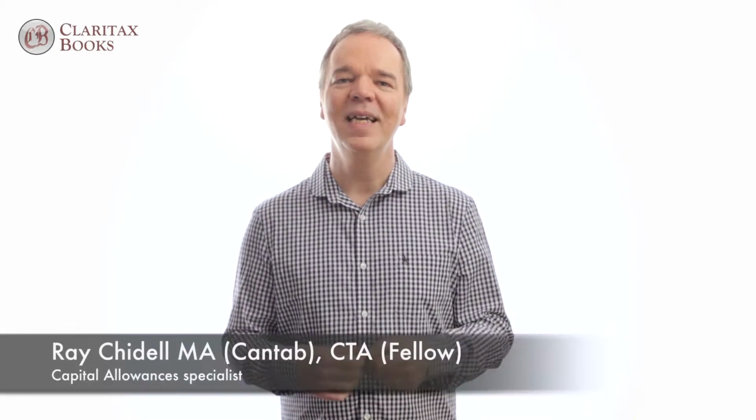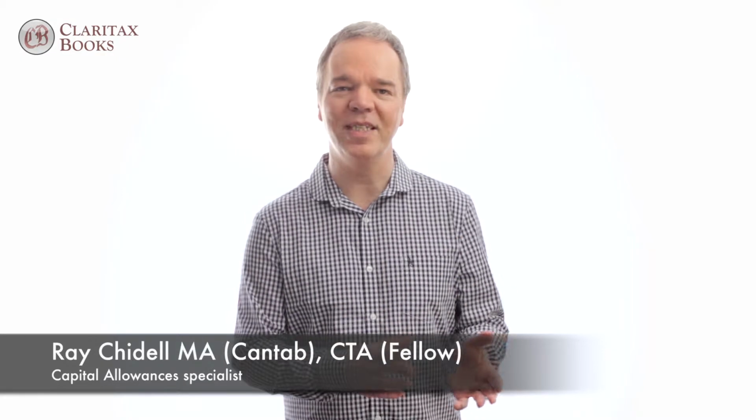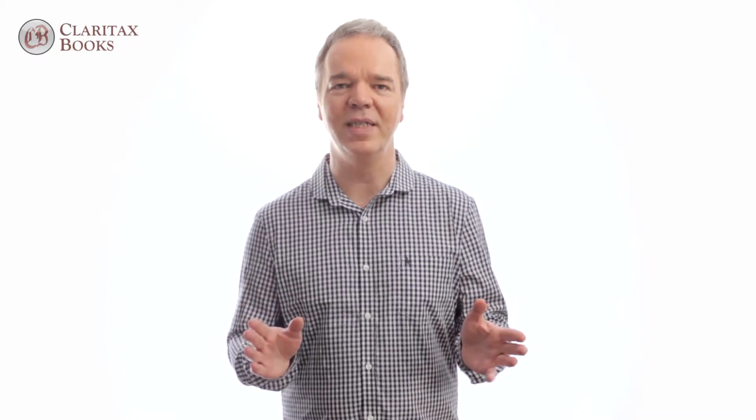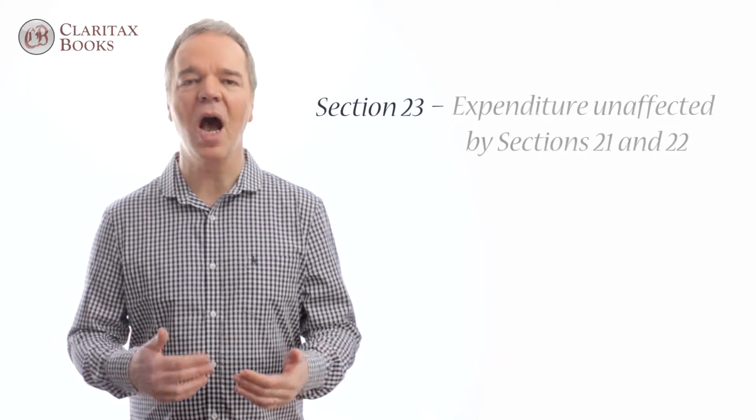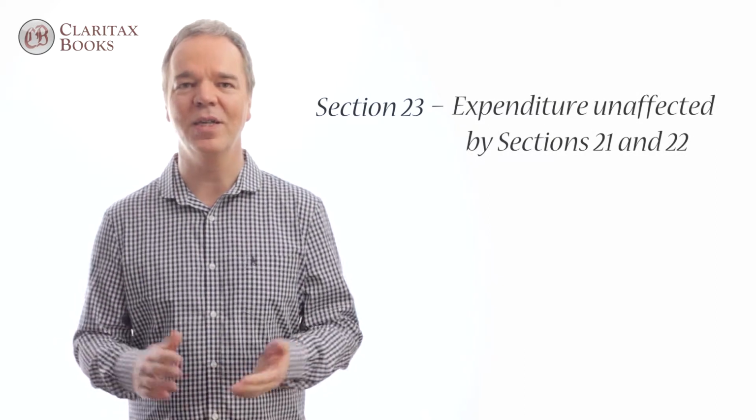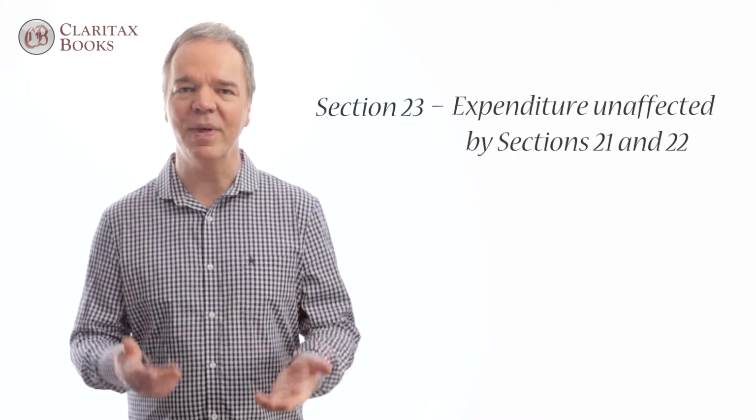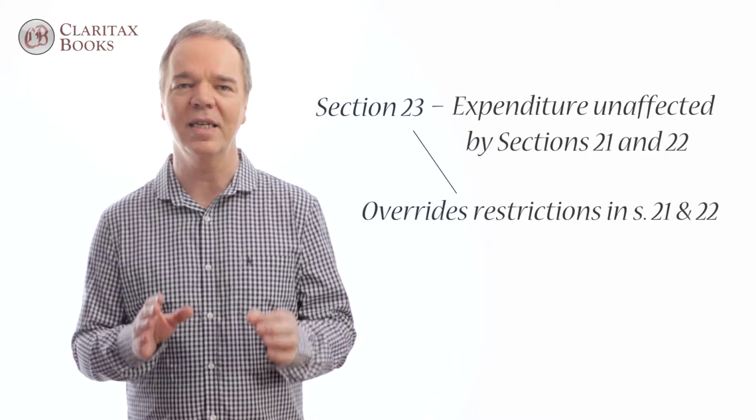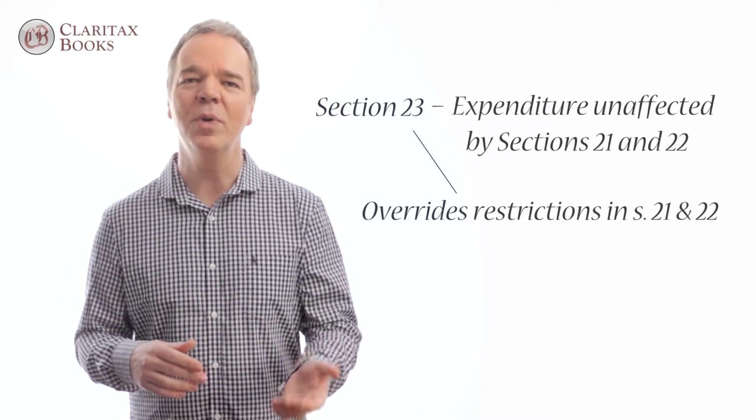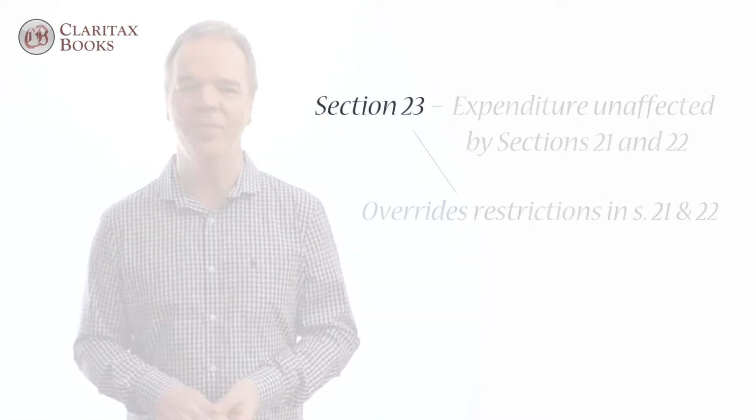Welcome back. In the past couple of weeks, we've looked at both sections 21 and 22, denying allowances respectively for buildings and structures. But we also noted that both of those sections are subject to section 23. Section 23 is headed Expenditure Unaffected by sections 21 and 22, so for certain specified types of expenditure, it overrides all of the restrictions in sections 21 and 22 that we were looking at in the past 2 weeks.